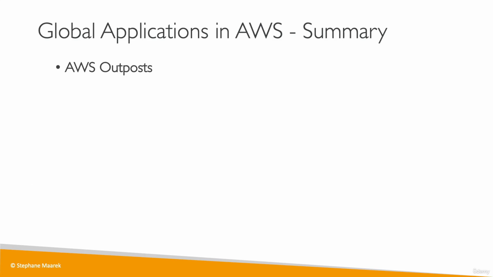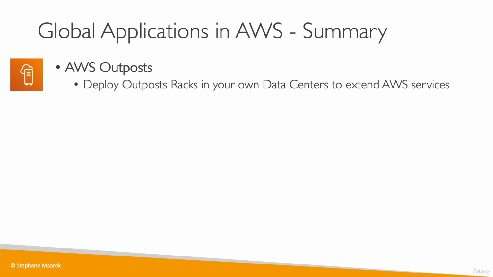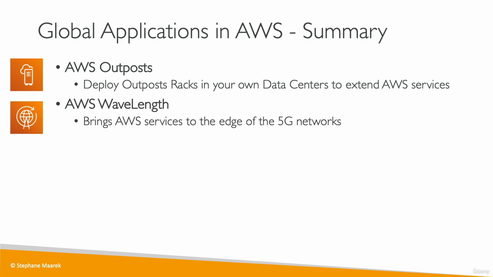Next, we've seen Outposts. So this is more about how to extend our whole infrastructure. Outposts allow us to deploy these Outpost racks into our own data center to extend some AWS services. So here we have the cloud of AWS within our data center on premises. We have Wavelength, and this is to bring AWS services to the edge thanks to the 5G networks and give us ultra-low-latency applications.